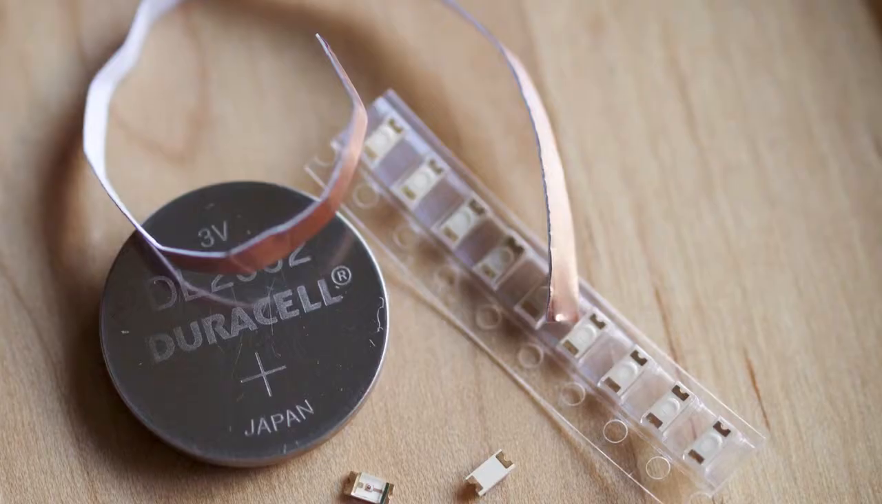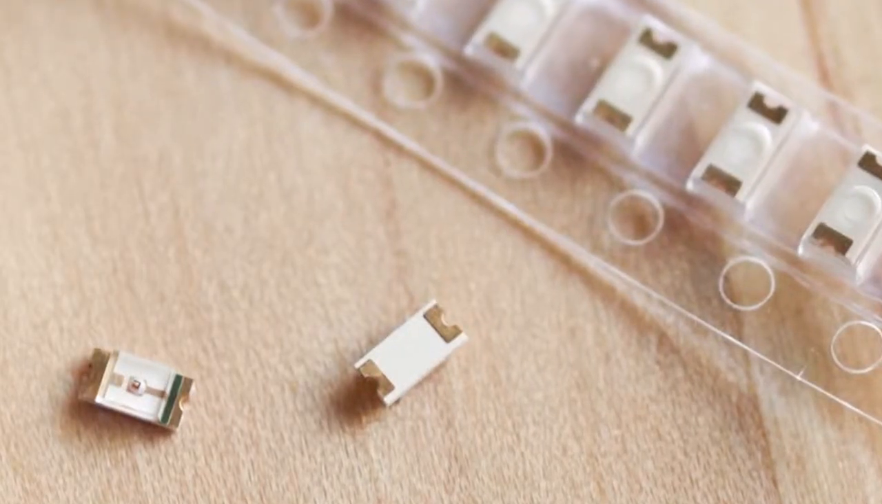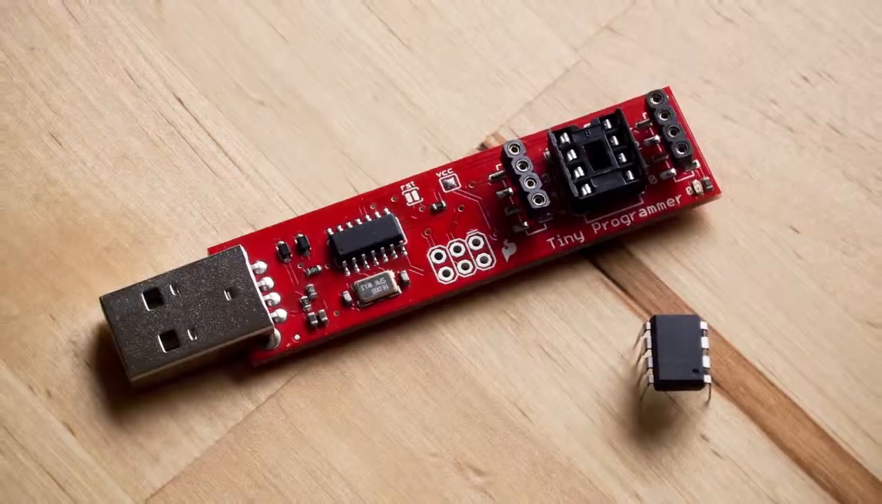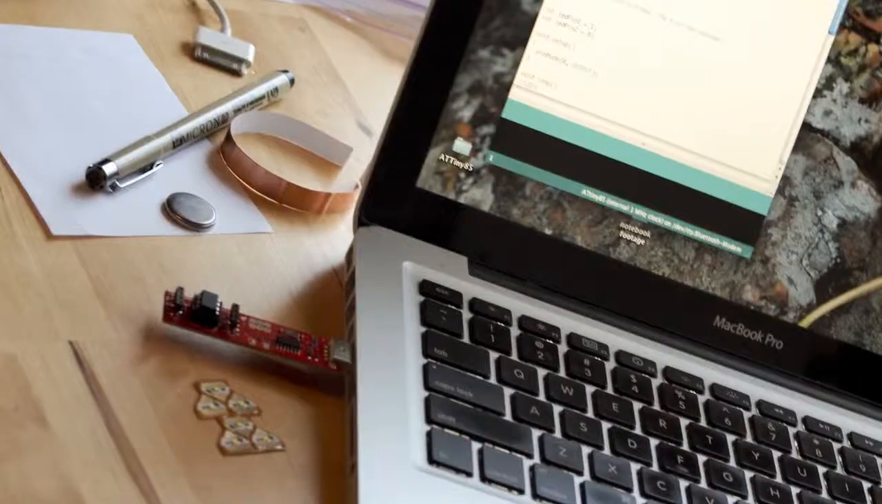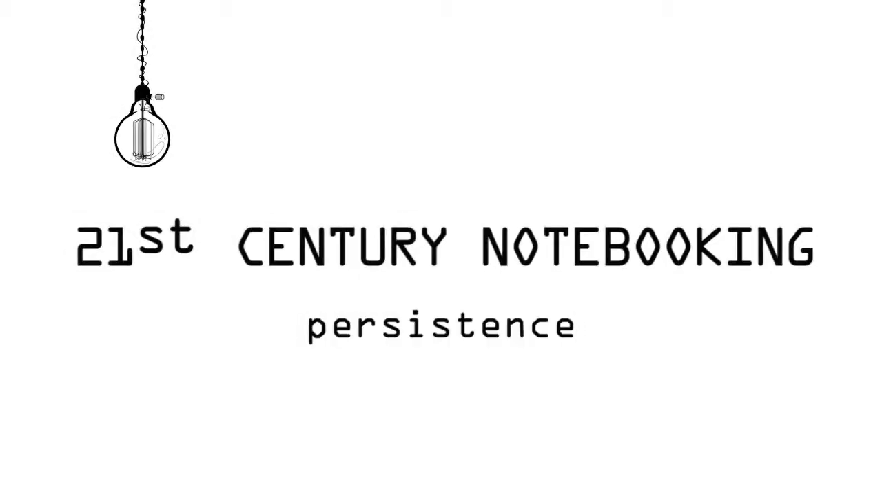Copper tape, a power supply, some surface mount components. Add a sensor, a microcontroller, the internet. Think about it. 21st century notebooking, an open platform for learning.